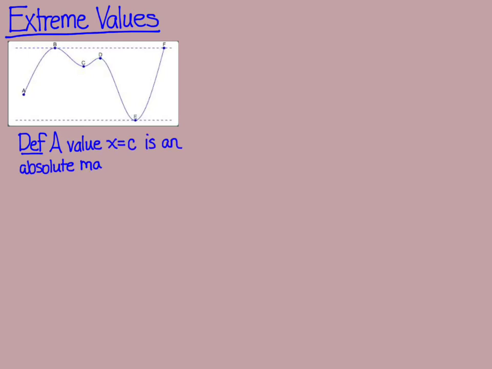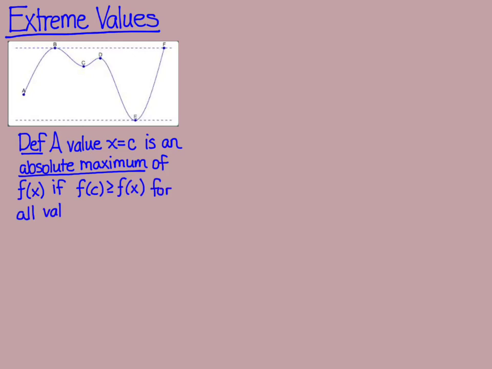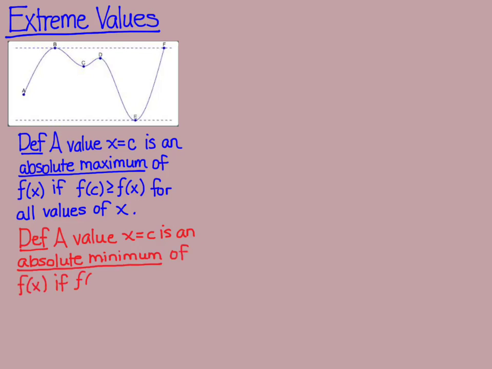We will say that a value x equals c is an absolute maximum of f of x if f of c is greater than or equal to f of x for every value of x. In other words, if the y value is greater than or equal to all other y values that the function achieves. We will say that a value x equals c is an absolute minimum of f of x if f of c is less than or equal to f of x for all values of x. In other words, if f of c is less than or equal to every y value that the function ever achieves.